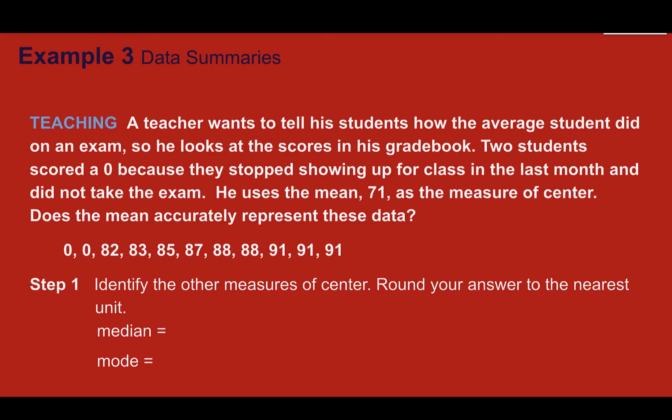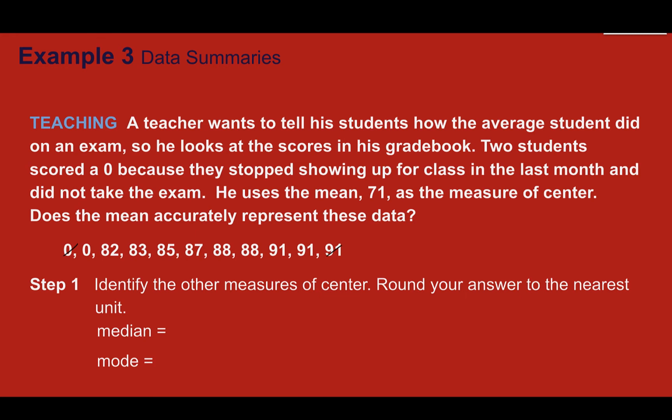So other students scored, we had our 2 that had zeros, we had an 82, an 83, an 85, an 87, 2 88s, and 3 that scored 91. So is 71 accurate when looking at the other scores? To determine if that's the appropriate one we should be using, we're going to look at the other 2 as well. So we need to identify the median and the mode. The median, as a reminder, is the middle number when they're in order. These are already in order, so we can find the middle.